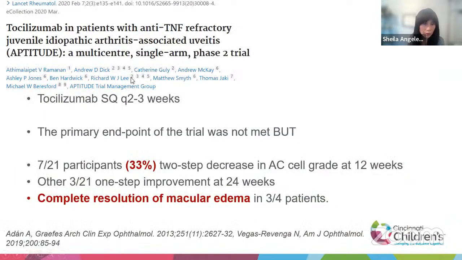The only other RCT in tocilizumab is again done by Dr. Ramanan, and they looked at tocilizumab every 2 to 3 weeks. The primary endpoint of the trial wasn't met. I think what's important to remember is that there was complete resolution of macular edema in 3/4 of these patients. So tocilizumab can be an important biologic to consider in children who fail initial therapy.